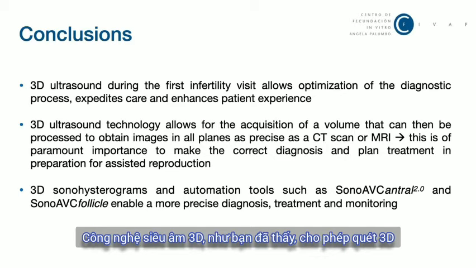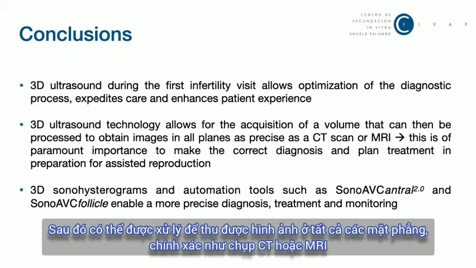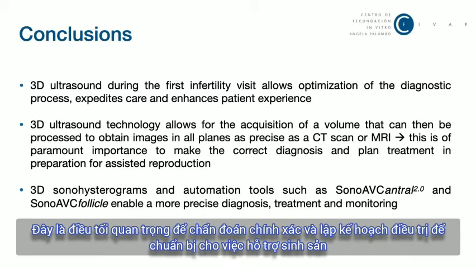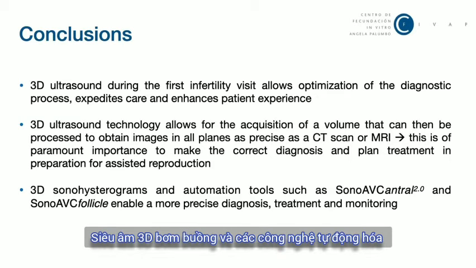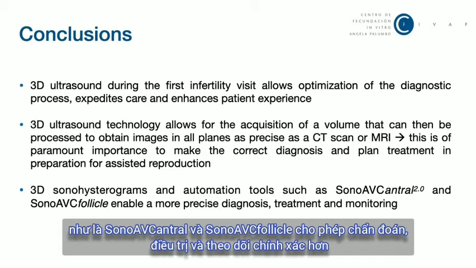3D ultrasound technology allows, as you have seen, for the acquisition of a volume that can then be processed to obtain images in all planes as precise as CT scan or MRI. This is of paramount importance to make the correct diagnosis and plan treatment in preparation for assisted reproduction. 3D sonohysterograms and automation tools such as SonoAVC antral and SonoAVC follicle enable a more precise diagnosis, treatment, and monitoring.